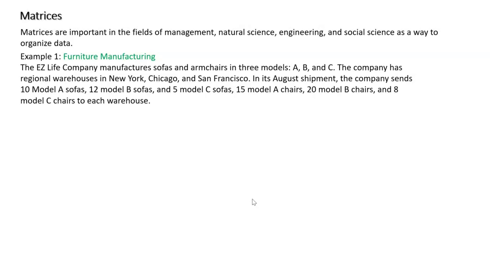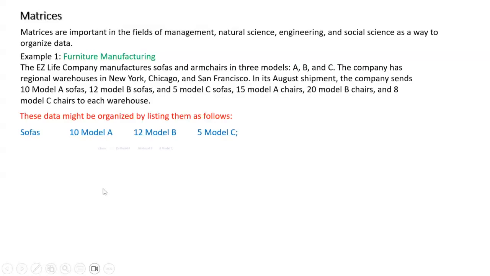In its August shipment, the company sends 10 Model A sofas, 12 Model B sofas, and 5 Model C sofas, and 15 Model A chairs, 20 Model B chairs, and 8 Model C chairs to each warehouse. So how can we organize this data? Okay, it can be done in 2 to 3 ways.